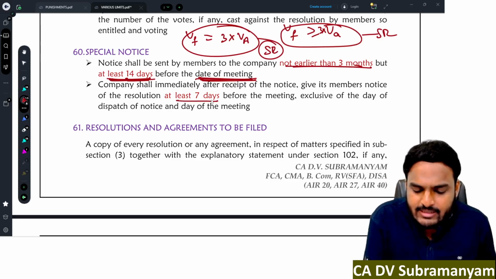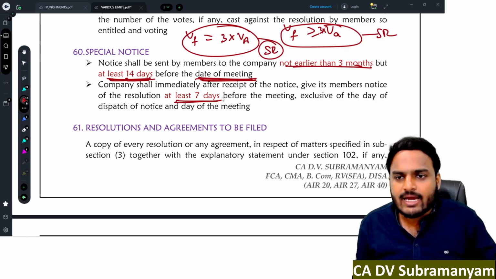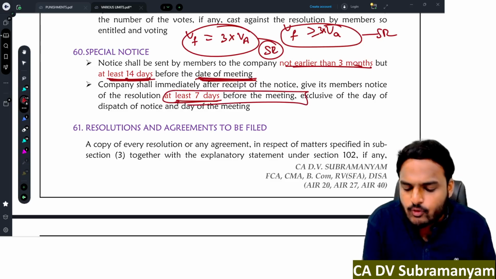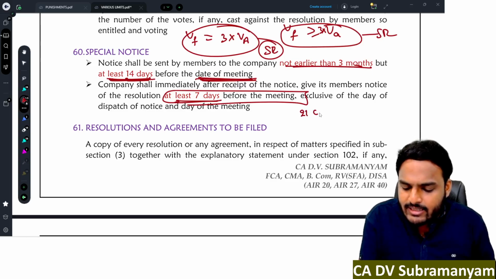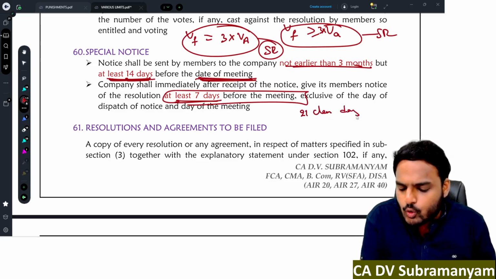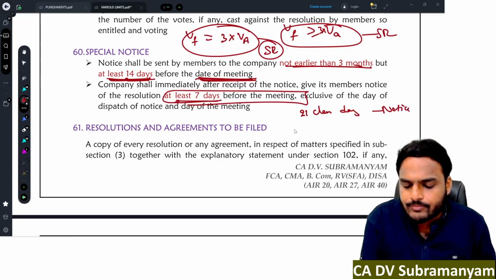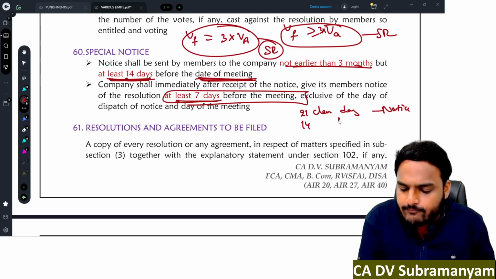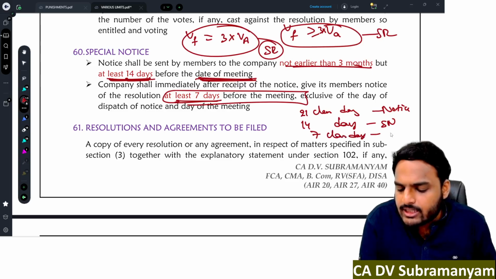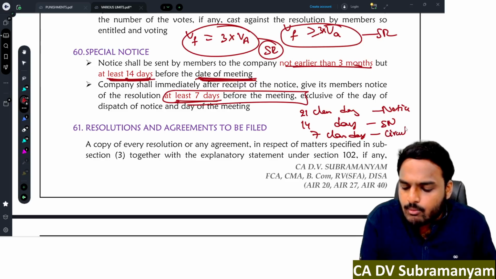And once the company receives this special notice, the company has to circulate it among the members at least 7 days before the meeting. At least 7 days before the meeting. So 21 clear days is for notice. 14 clear days, 14 days before meeting, is for special notice. And 7 clear days is for circulation of special notice among the members.